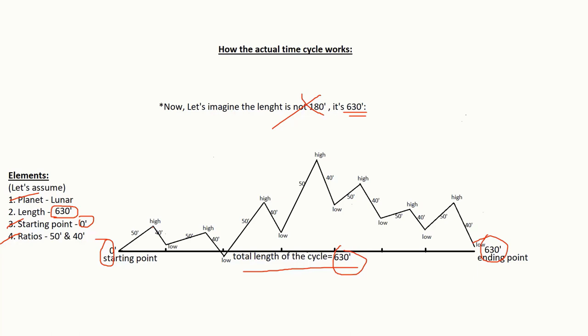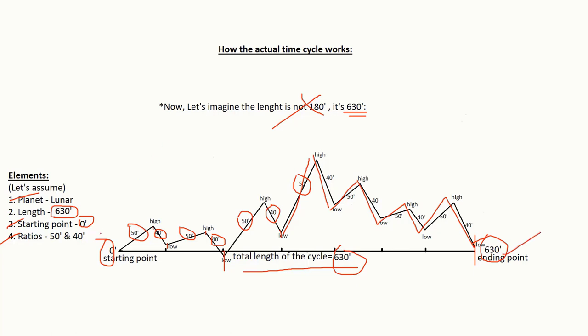From 0 to 50 degrees, it's a move of 50 degrees. From 50 to 90 degrees, it's a move of 40 degrees. And from 90 degrees, it will be another move of 50 degrees. From this point, a move of 40 degrees. So at that point, we are at 180 degrees. Now again, 50 degrees move, 40 degrees move, and the pattern of 50 and 40 continues. This is the ending point of the cycle, which is 630 degrees.